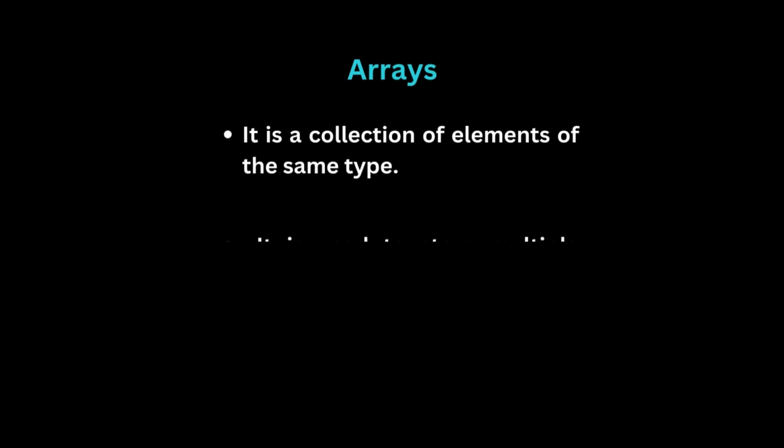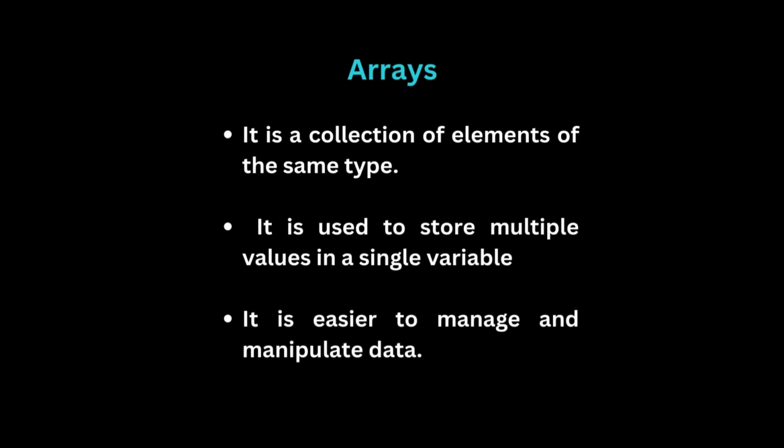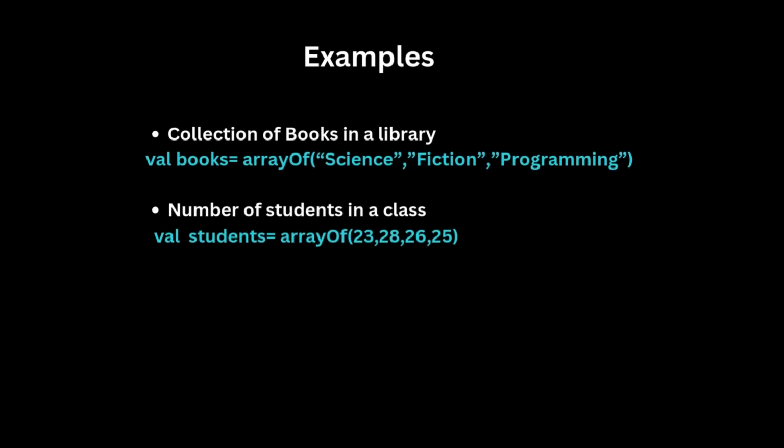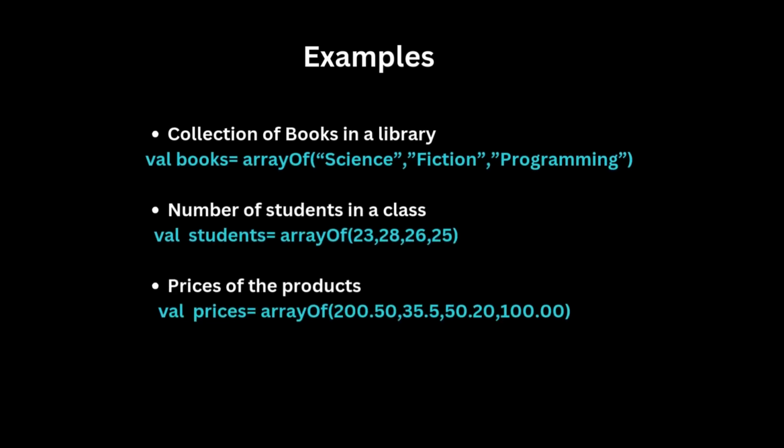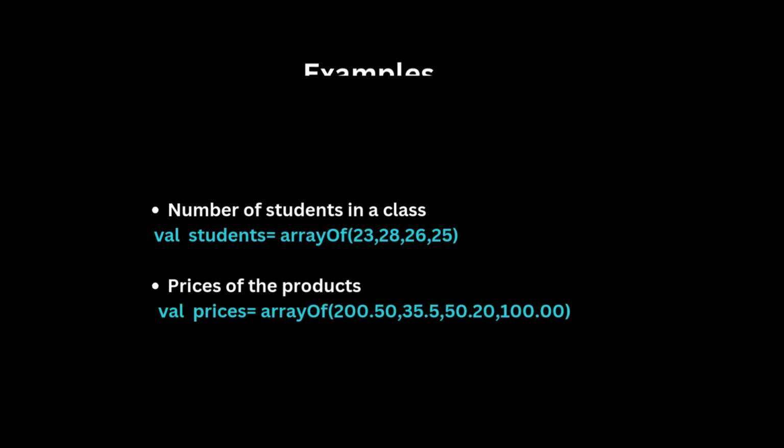Suppose if we want to store a collection of values, for example, a collection of names or a collection of student ages, in that case we will go for arrays. Now let us see some of the examples. Here we have a collection of books in a library given in the array books. Similarly, the number of students in a class and as well as the prices of the products.